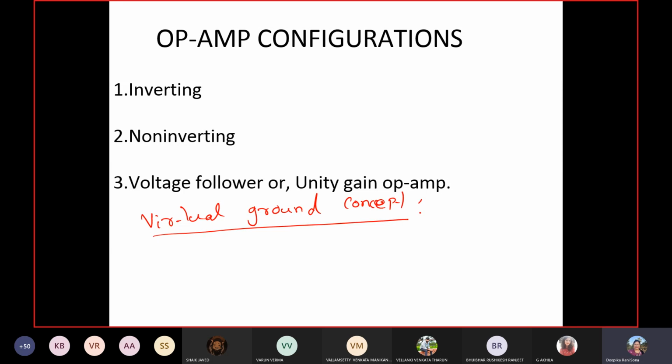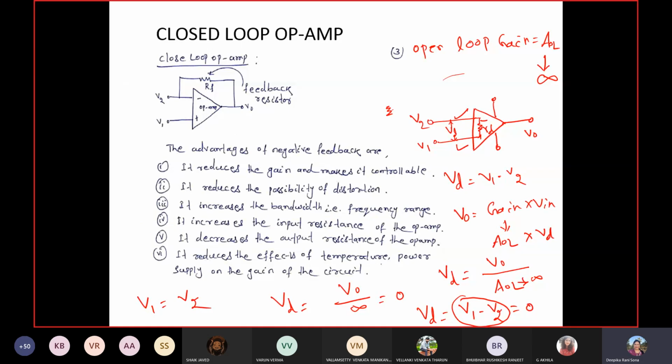Once again I'll come to my previous slide, and I will repeat the point. In this op-amp circuit, what did we prove now? V1 equal to V2. Because I is 0, from that concept only we started. I2 equal to 0, and I1 is also 0. So from that we proved that V1 equal to V2.